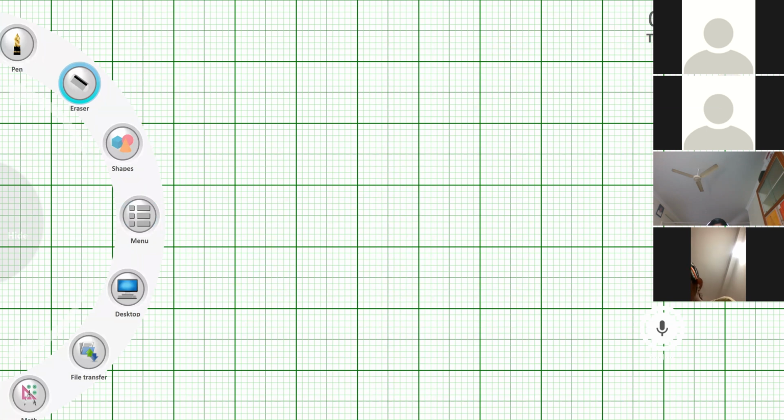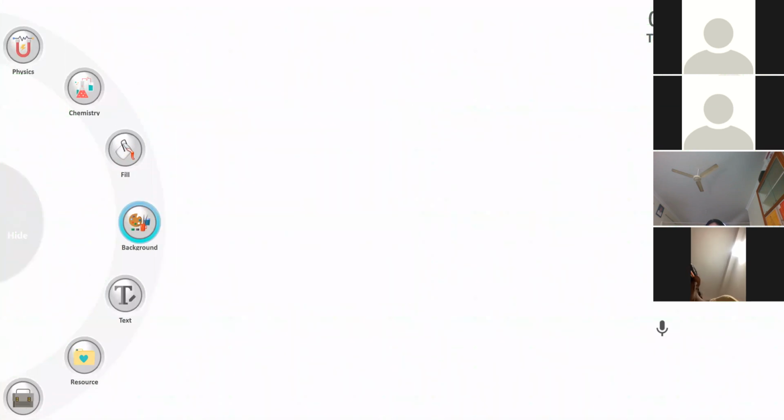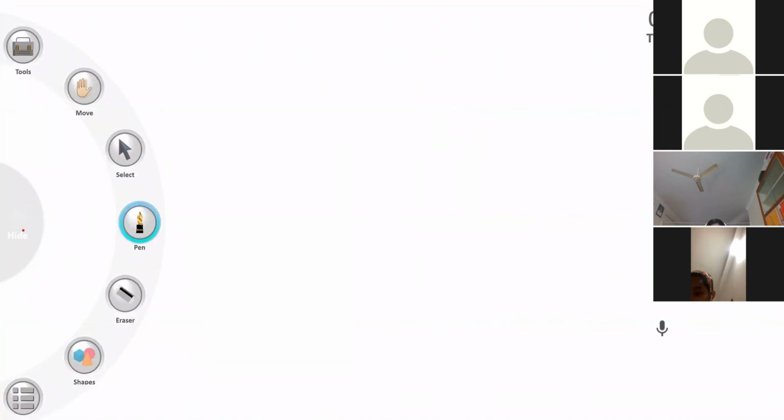Next, example 2. Note down example 2. This question you have to write on the right side on the graph paper.